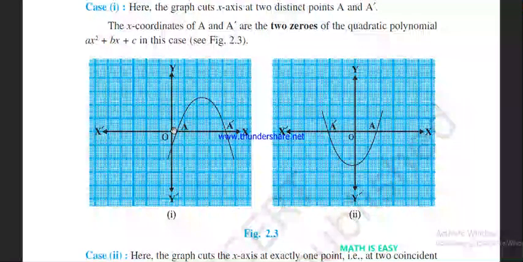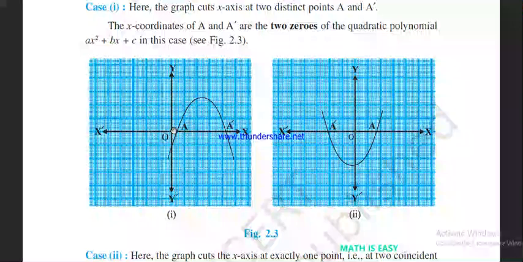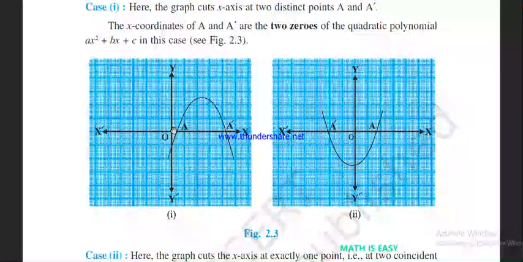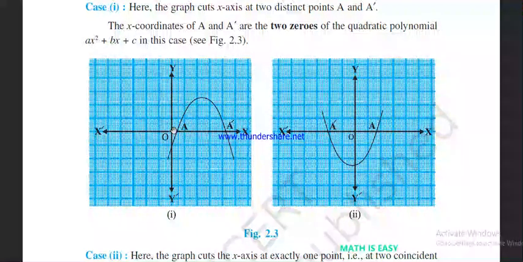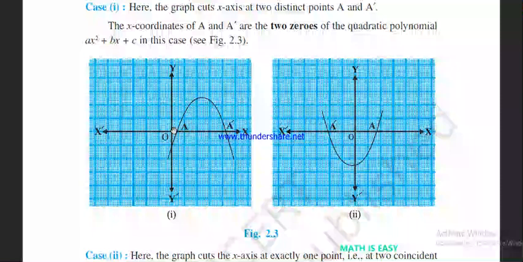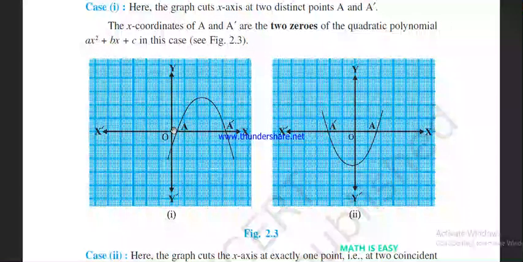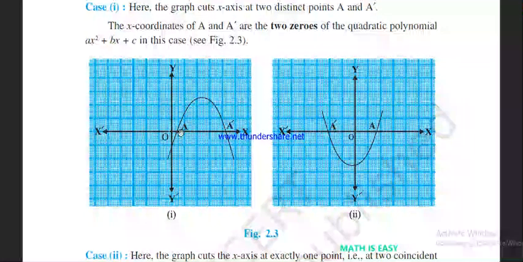Okay. Now there are three cases when I have the quadratic polynomial. When I say quadratic polynomial, then it has two solutions. Am I right? Because the power is 2. Every quadratic equation has two solutions. So the graph of the quadratic polynomial will touch the x-axis at 2 points.